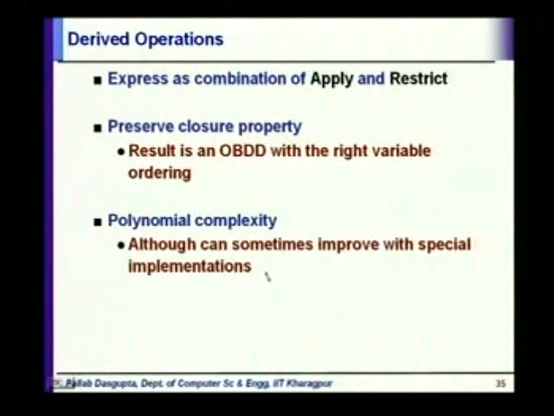There are a lot of operations which are derived out of the apply and restrict operations, and it results in an OBDD with the right variable ordering. All of these have polynomial complexity, polynomial in the size of the BDD, right. Remember that the size of the BDD can be exponential in the size of the function. If you write the minimized expression of that function, then the BDD can be exponential in the size of that. But given a BDD, the operations are polynomial in the size of the BDD.